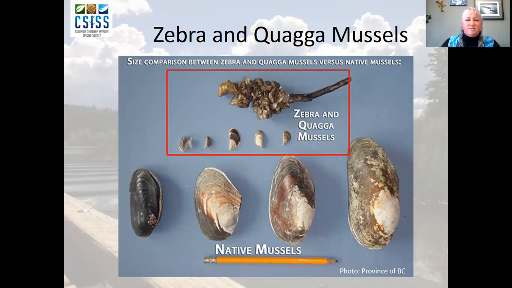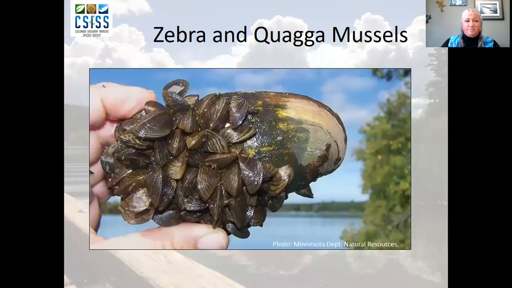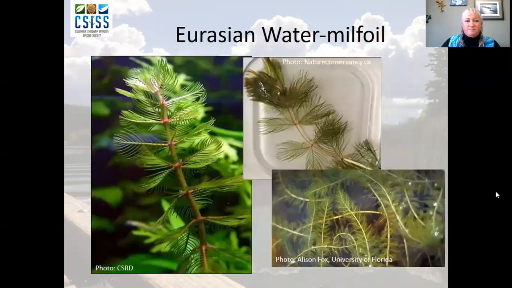So in this image, you can see them clinging to a stick. And here they are actually clinging to one of those native mussels. So the large mussel that the person is holding is the native one, and those smaller stripy guys are the zebra or quagga mussels, the invasive ones.